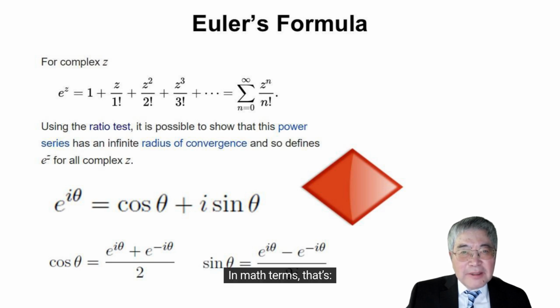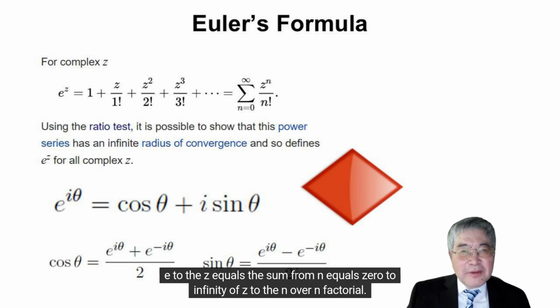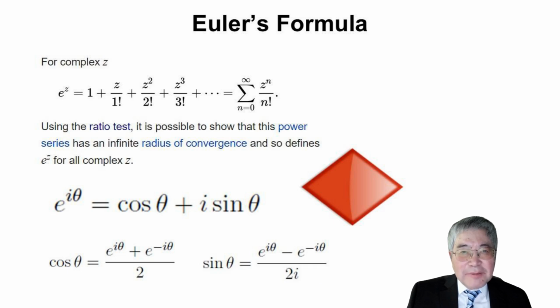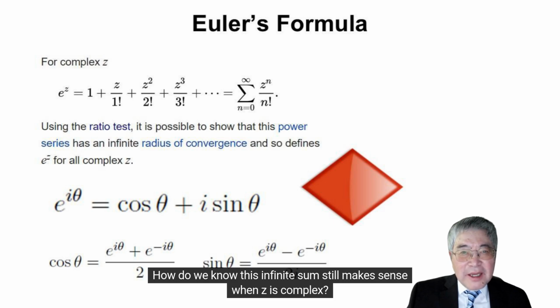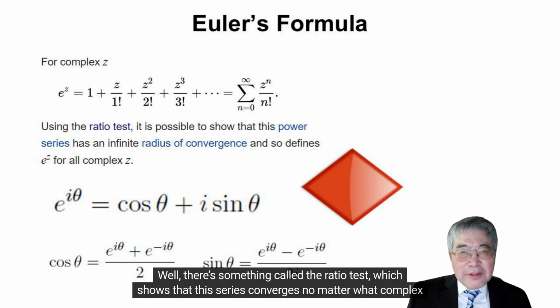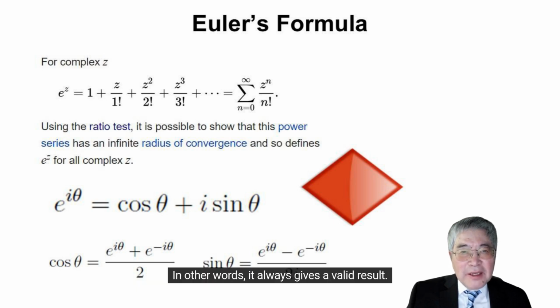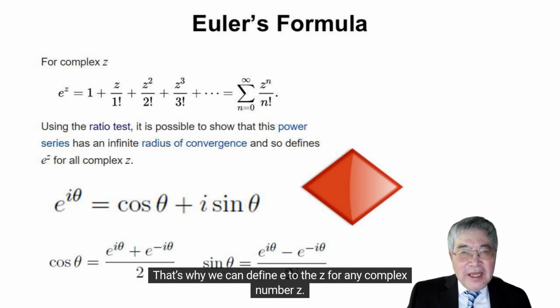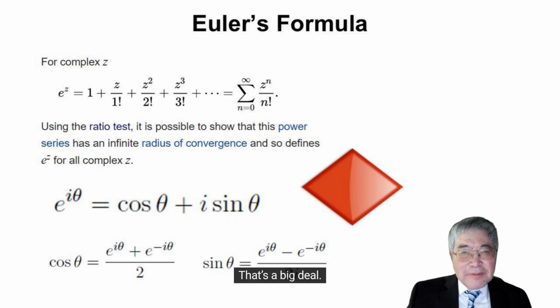In math terms, that's e to the z equals the sum from n equals 0 to infinity of z to the n over n factorial. This series works not only for real numbers but also for complex numbers, and that's important. How do we know this infinite sum still makes sense when z is complex? Well, there's something called the ratio test, which shows that this series converges no matter what complex number we use. In other words, it always gives a valid result. That's why we can define e to the z for any complex number z. That's a big deal.